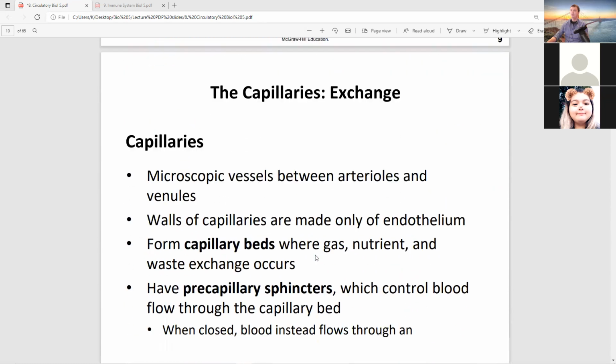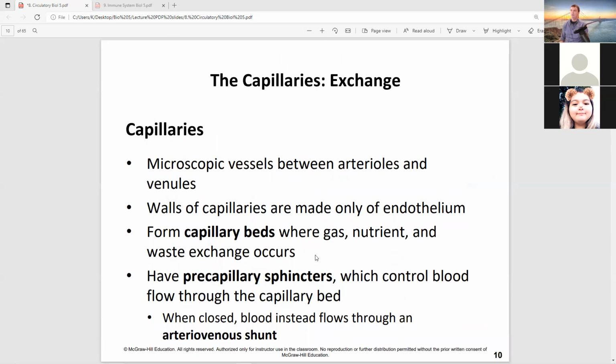Okay, then the capillaries. These are microscopic vessels between the arterioles and the venules. The walls of the capillaries are made only of endothelium, and these form capillary beds where gas, nutrient, and waste exchange can occur. These have the precapillary sphincters, which control blood flow through the capillary bed. And so when closed, blood instead flows through an arteriovenous shunt.